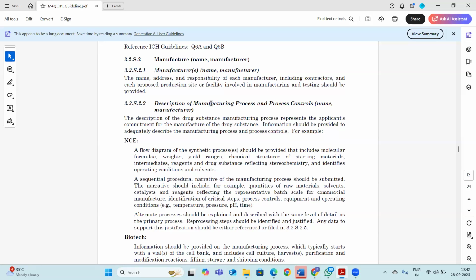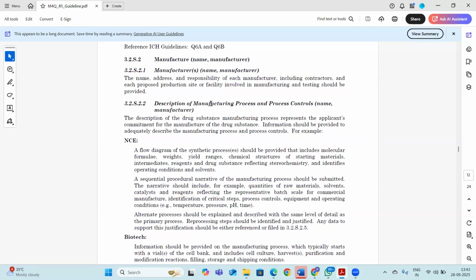Okay. For NCE, a flow diagram of the synthetic processes should be provided that includes molecular formula, weights, yield ranges, chemical structures of starting material, intermediates, reagents, drug substance, reflecting stereochemistry, and identifies operating conditions and solvent. All these data need to be provided under description of manufacturing process and process control. Then a sequential procedural narrative of the manufacturing process should be submitted.